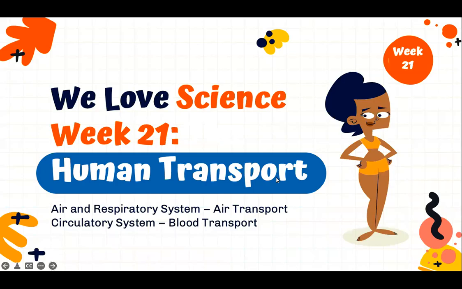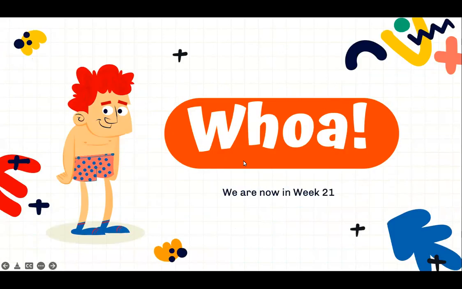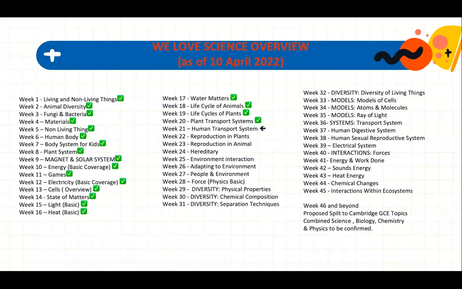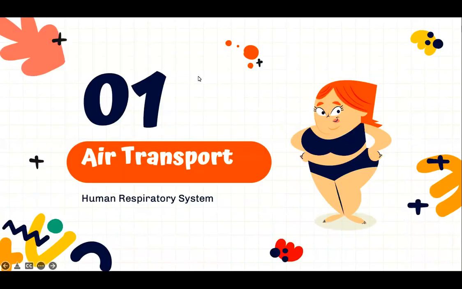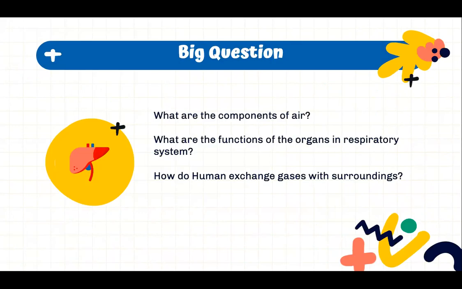Okay, all right, so let's continue. Now we are in week 21, human transport system. First, let me tell you that in our human body, there are two main transports. One is the air transport, known as the human respiratory system. The other one is blood transport, known as the circulatory system. These two systems, we're going to look into today.